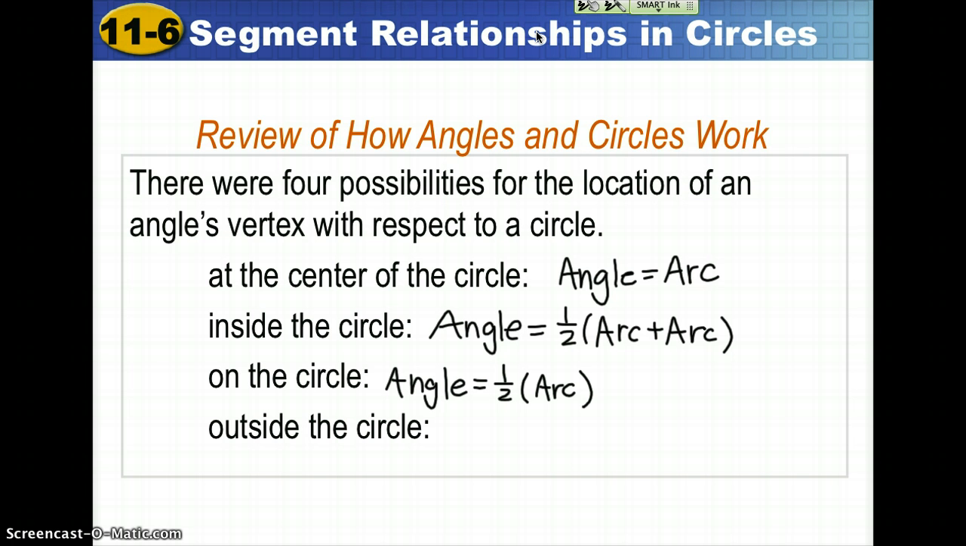Lastly, as soon as the vertex of our angle moves outside the circle, the measure of the angle was equal to half the measure of the farther away arc minus the measure of the closer or nearer arc. That wasn't so bad. We did pretty well with that. Kind of had a pretty good handle on that. Okay?